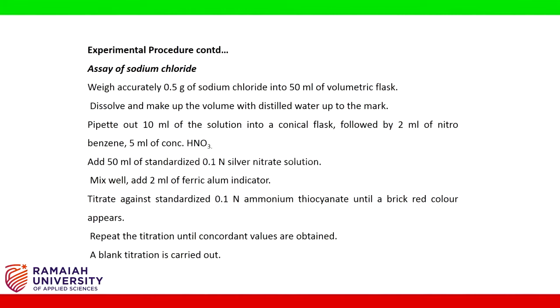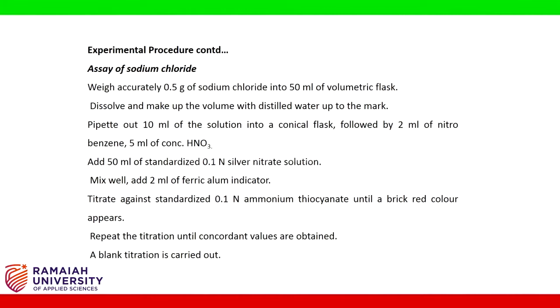Add 50 ml of standardized 0.1 N silver nitrate solution. Mix well. Add 2 ml of ferric alum indicator. Titrate against standardized 0.1 N ammonium thiocyanate until a brick red color appears. Repeat the titration until concordant values are obtained.